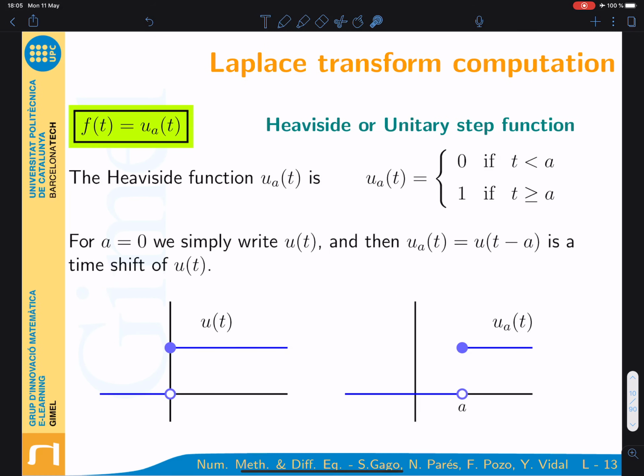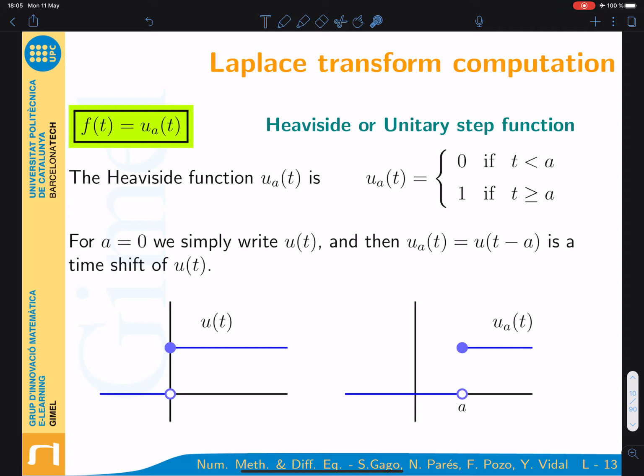And the last function that I want to compute the Laplace transform of today is a very special function used a lot with the Laplace transform to solve differential equations. Now, the purpose of the Laplace transform in this course is to solve differential equations, and we will see that this function is going to be very important. This function is called u_a(t), and it's called the Heaviside or unitary step function.